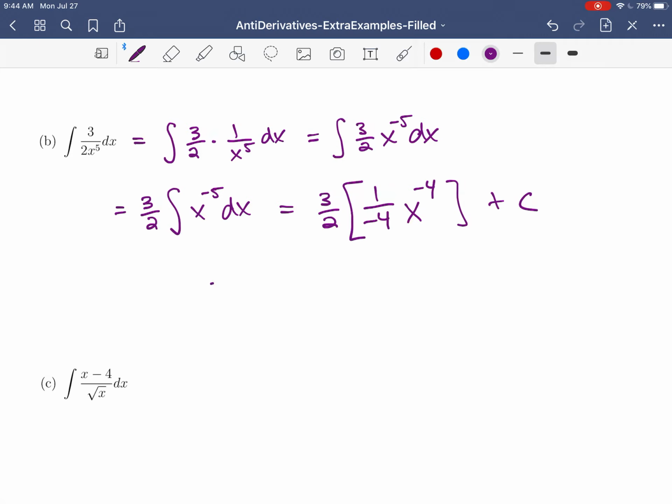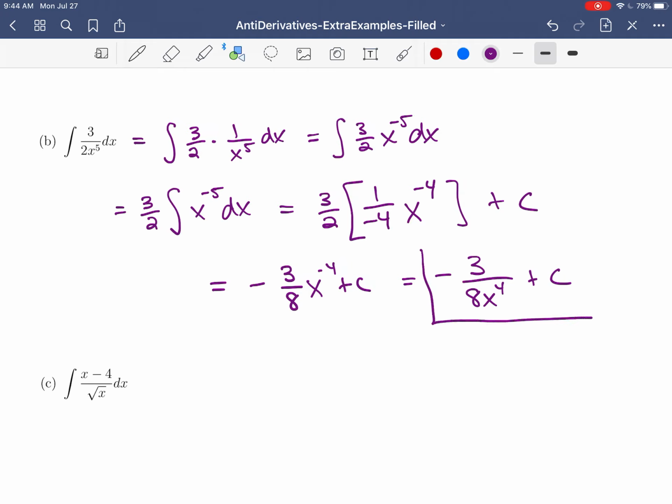Simplifying, this is going to give me negative 3/8 x to the negative 4 plus c. And I don't really like negative exponents, so I'm just going to drop that to the bottom. So it's going to be negative 3/8 x to the 4, positive 4, plus c. So that is my indefinite integral here. And again, remember, you can always check your answers by taking the derivative.